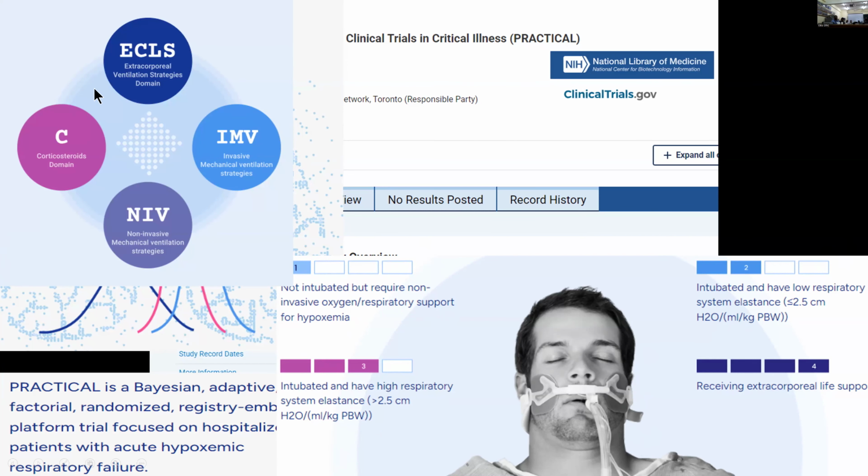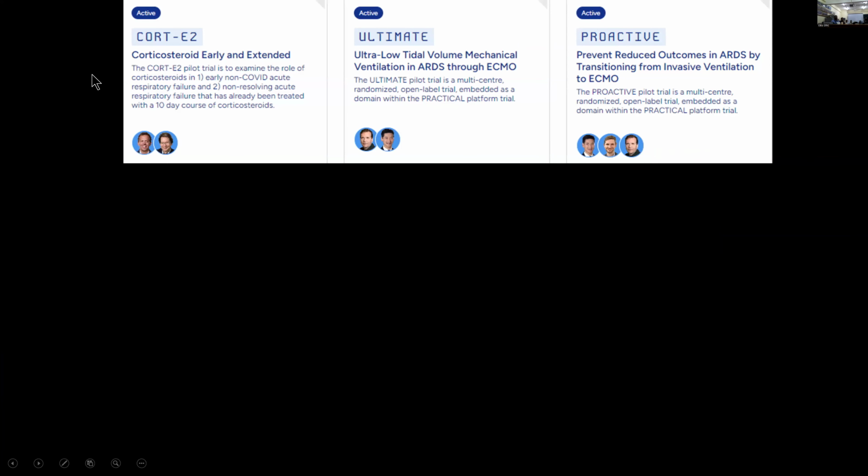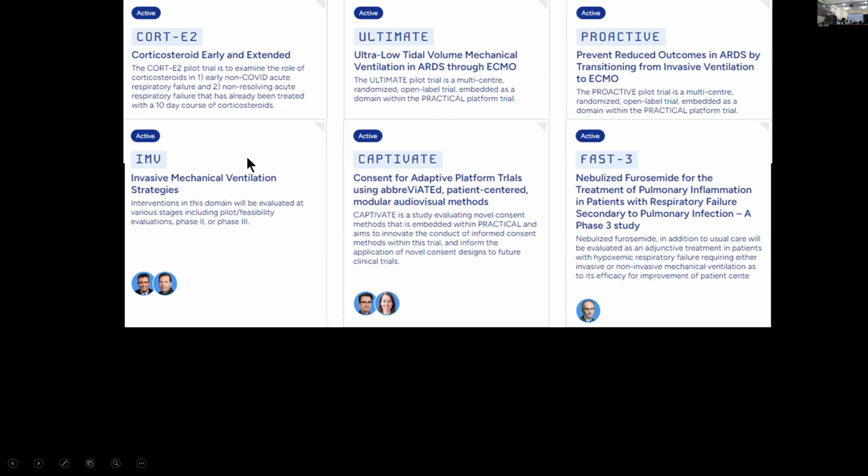There are 4 different treatment domains: corticosteroid domain, NIV domain, invasive mechanical ventilation, or ECMO domain. So there are 4 large groups of treatment and 4 groups of patients. So you can look at the kind of treatments: corticosteroid early and extended, very low tidal volume in ARDS through ECMO, invasive ventilation, transitioning invasive ventilation to ECMO, in different types of ventilation strategies, adaptive trials based on, this is for consent.